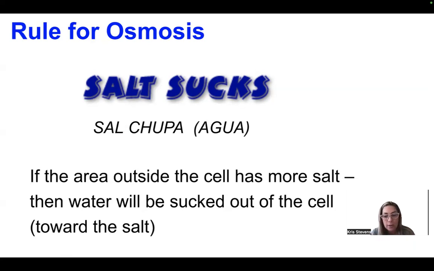This is why, if you're stranded in the ocean, do you drink the ocean water? You're stranded. Do you drink it? No, it's going to dehydrate you. It's going to cause your cells to shrink. So salt sucks, meaning salt pulls things out.